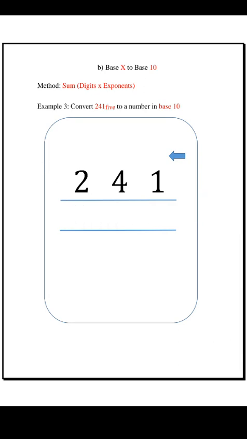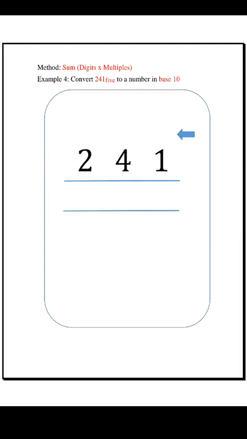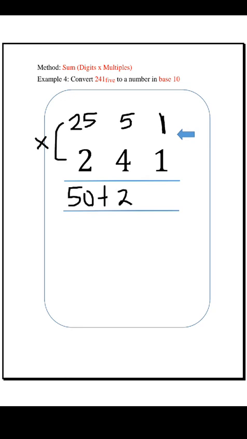What if we want to use the multiple method? We can also do that. We start from the unit number and give it 1. Then we use our base to multiply each one. 5 times 1, you get 5. We use 5 to multiply this 5, you get 25. Then we can multiply and add. 25 times 2 is 50. 5 times 4 is 20. Plus 1 times 1 is 1.